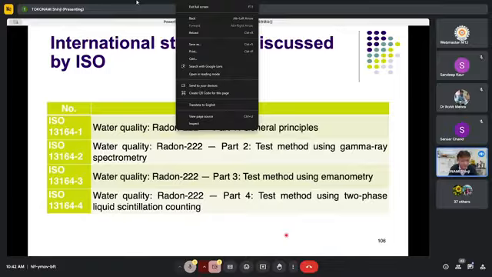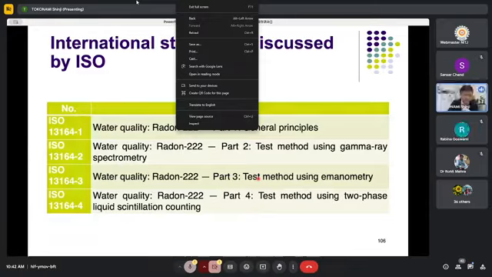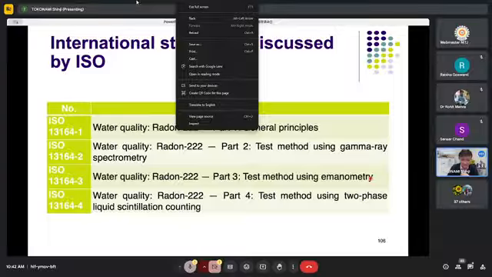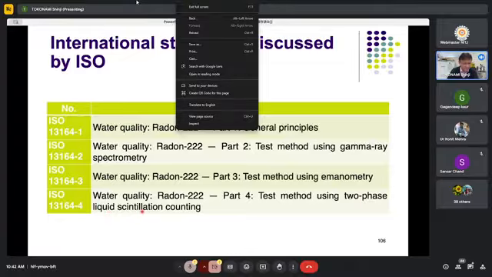So we have another technique for radon in water measurements. 13164, Part 1, General Principles. Part 2, Test Method using Gamma Ray Spectroscopy. Part 3, Test Method using emanometry, this is the gassing technique. Part 4, test method using two-phase liquid scintillation counting.